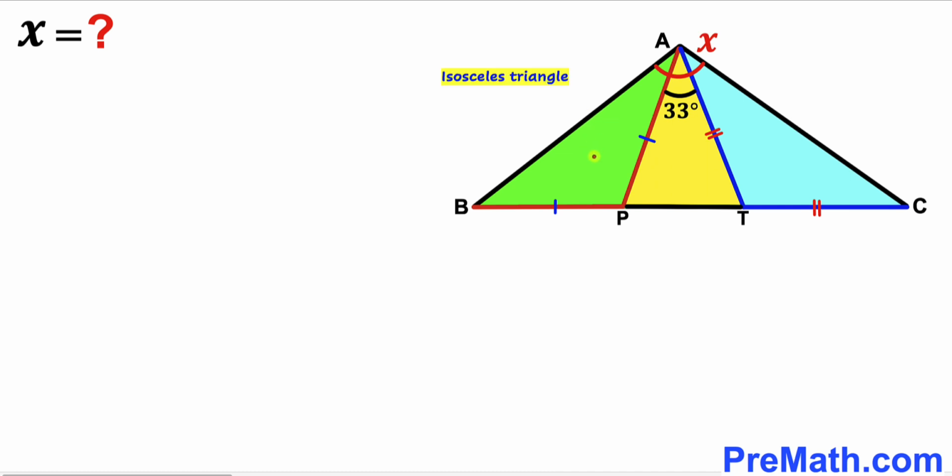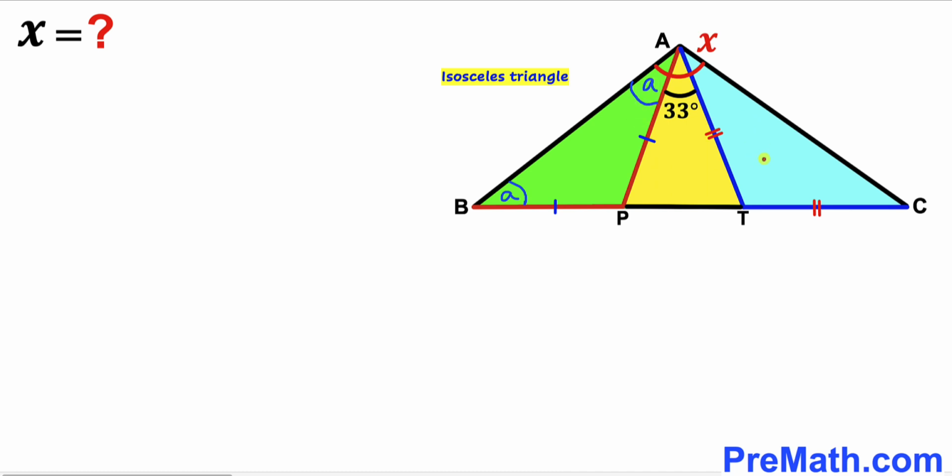We can see that this triangle is an isosceles triangle, since this side length is equal to this side length. So we conclude that this angle has got to be congruent to this angle. I'm going to label this angle as lowercase a. Then this angle has got to be lowercase a as well.